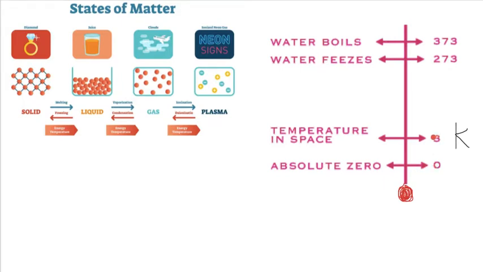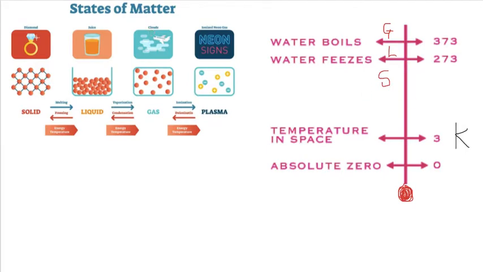That's the temperature in space, which is pretty cold. And then we've got the temperature that water freezes, which is 273 Kelvin, or 0 centigrade. And the temperature that water boils, which is 373 Kelvin, or 100 centigrade. Everything below the temperature that something freezes will be a solid. Everything between the temperature that it boils and the temperature that it freezes will be a liquid. And everything above the temperature that it boils will be a gas. Okay, that's quite important to remember.